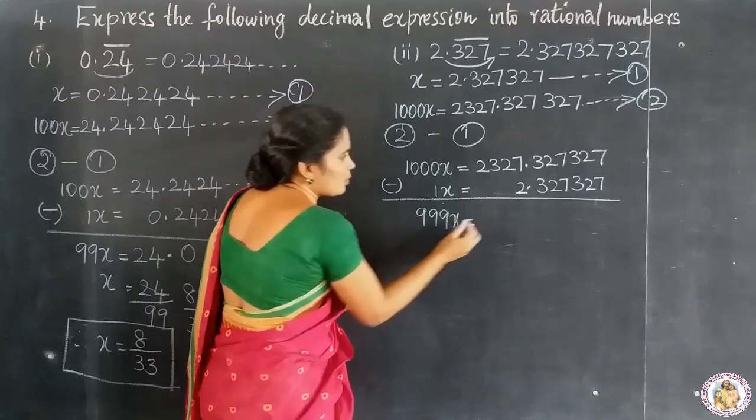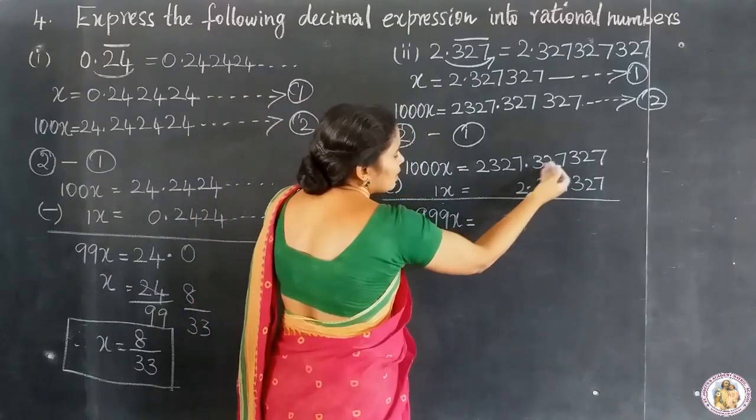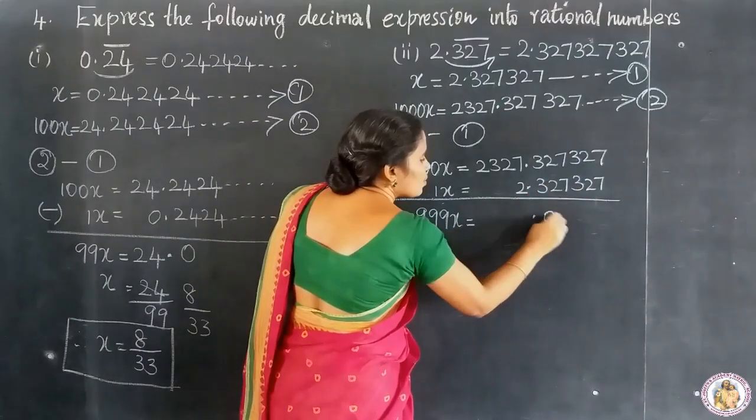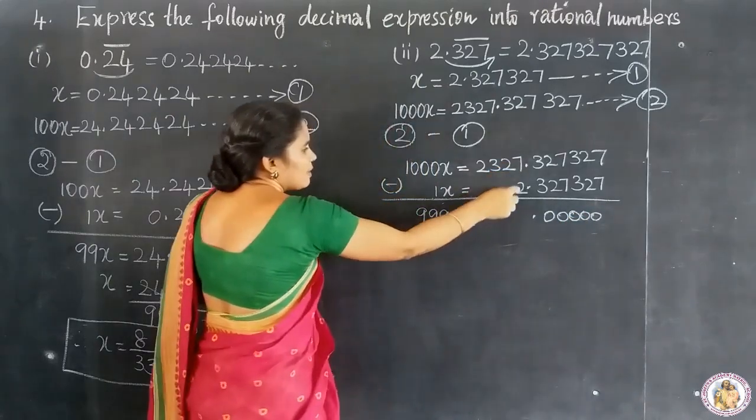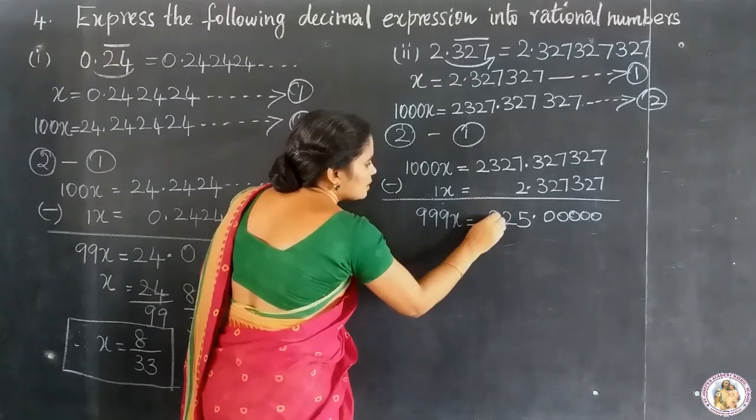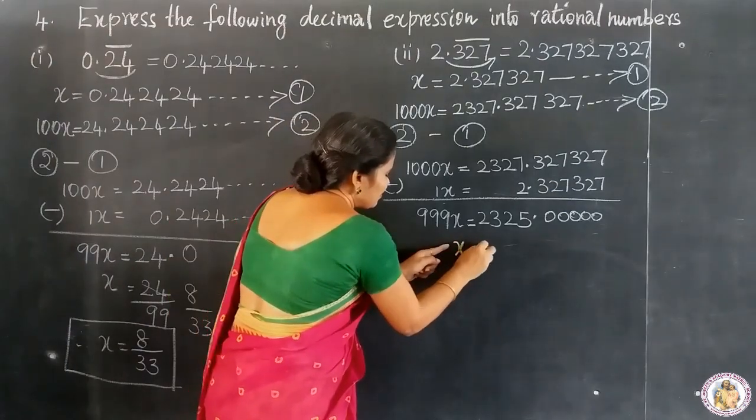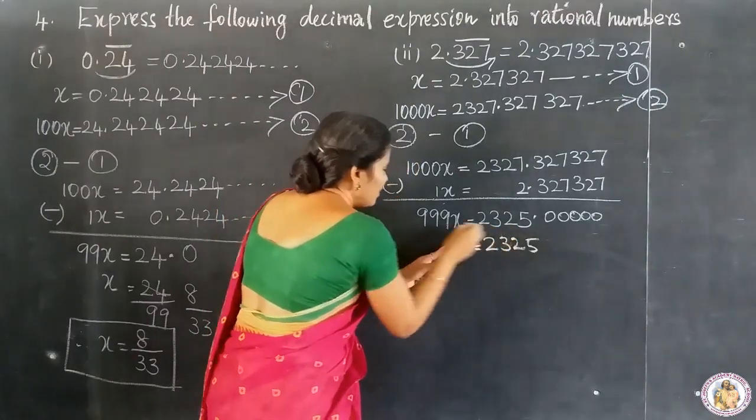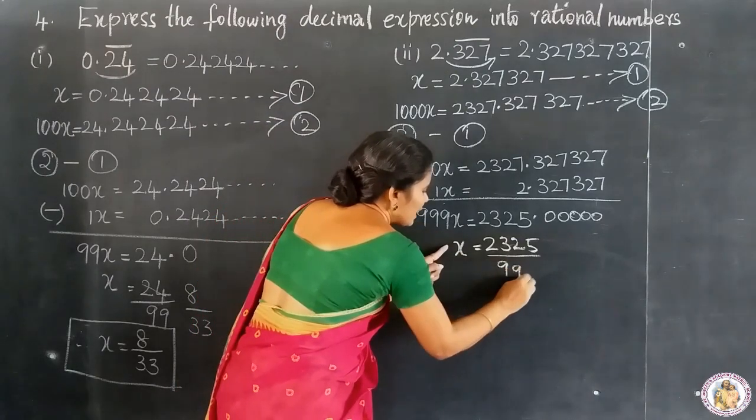999x is equal to, here everything after the decimal goes as 0. 327 subtracted gives 0. And 7 minus 2 is 5. And repeat all the numbers: 2, 3, 2. Having x alone on the left side, 2325 divided by 999, so 999 goes to the right side.